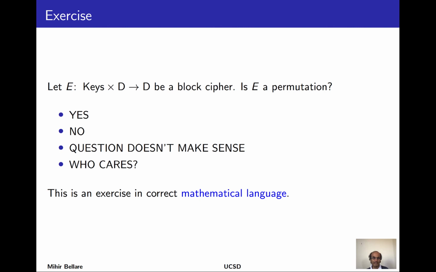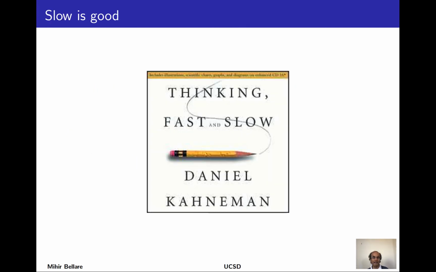So understanding the structure of a block cipher is just a question of understanding mathematical language, and it's good to get used to that so you can use this language effectively. And a small test question might be: suppose E is a block cipher from a certain set of keys and an input space to the same space. Is it a permutation? You can think about the answer to that, and the suggestion is to take it slow, as this book indicates.